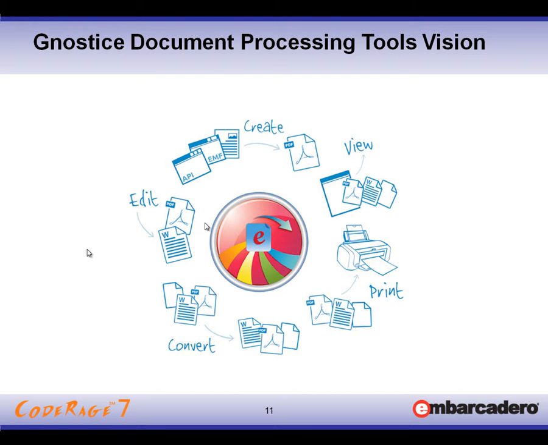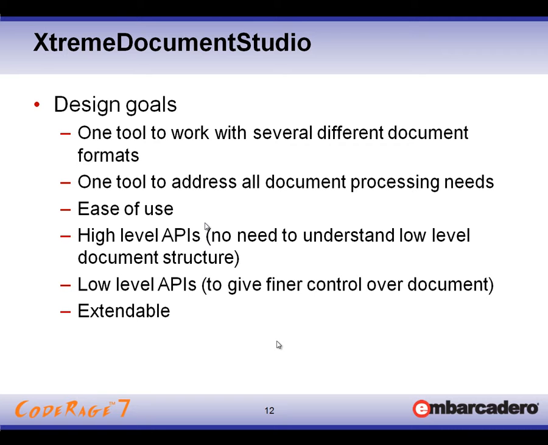So what are our design goals for this product that we call Extreme Document Studio? First of all, we want to be able to handle multiple document formats in a single tool. We want to address all the document processing needs. We want to make it really easy to use, so the developer does not have to worry about the internals of the format. They just need to know what they need to get done. For this, we have high-level APIs, and if somebody wants to go deeper, there will always be low-level APIs, and we want to make it extendable so users can build plugins for this framework.